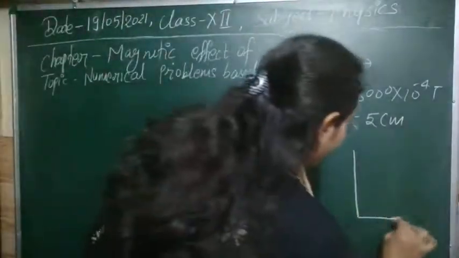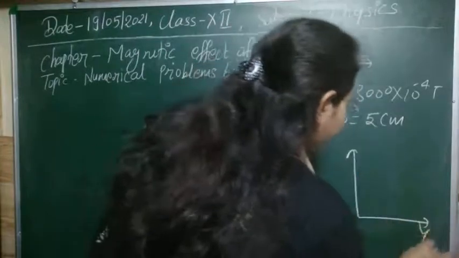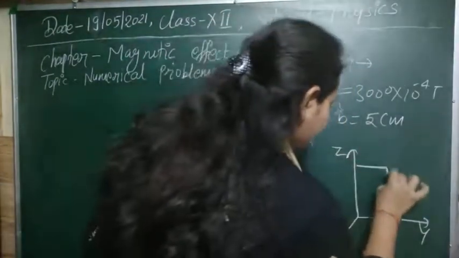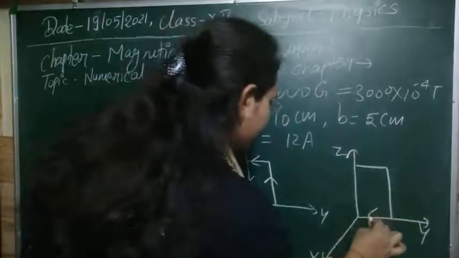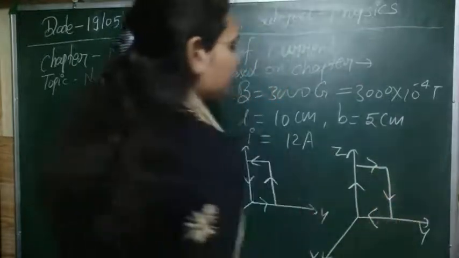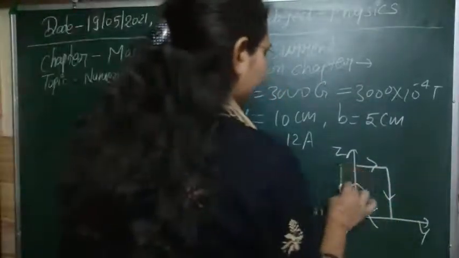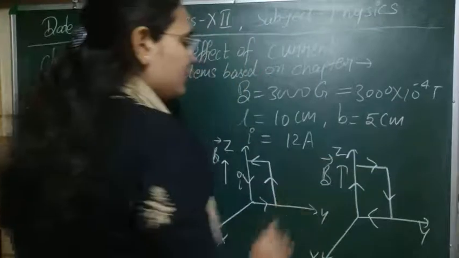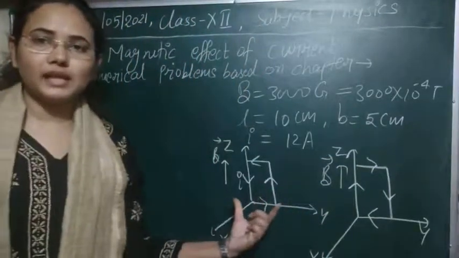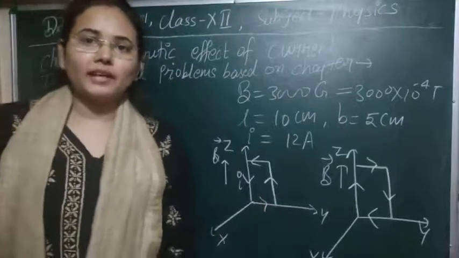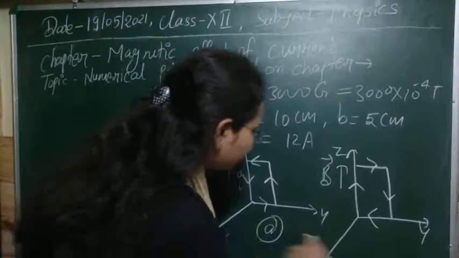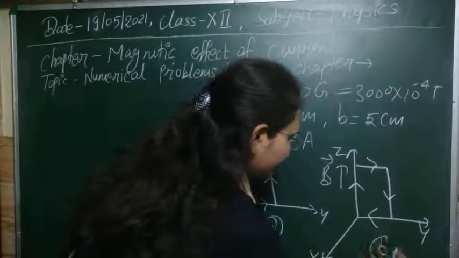The second case is given to us, this is our y, this is z, this is x here. The same loop is given, but here the direction of the current is just opposite to the first case, and again the magnetic field is in the same direction. So first we have to find out what the torque will be in these two cases. Let's find the value of torque for these cases. Suppose this is our case A, this is our case B.